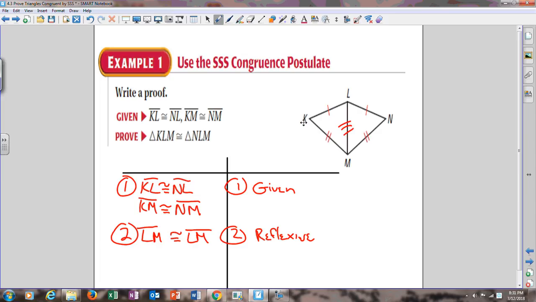Now we have all three sides congruent, so you can say triangle KLM is congruent to triangle NLM, and the reason is side, side, side.